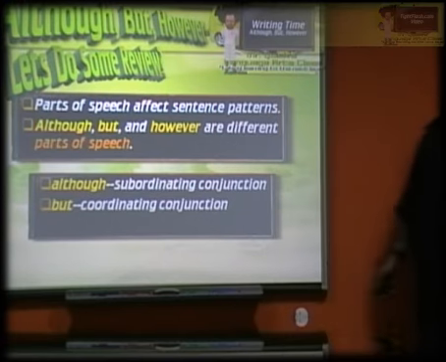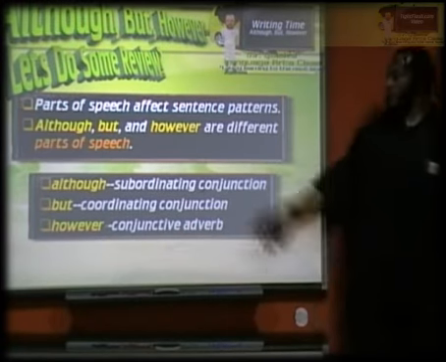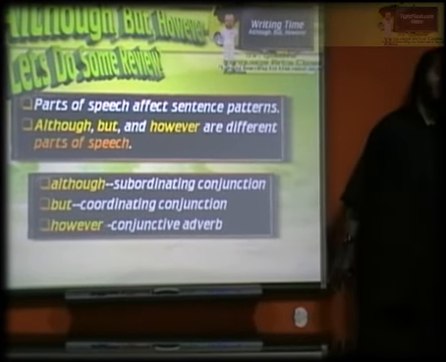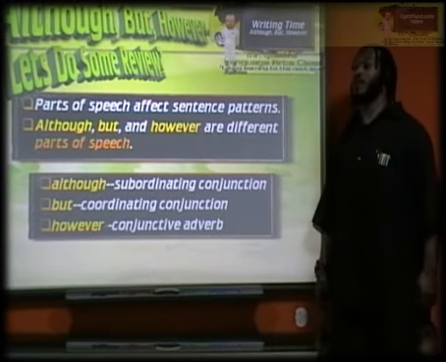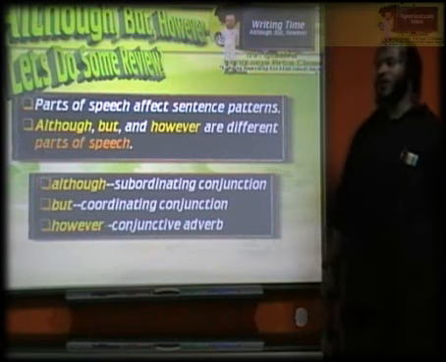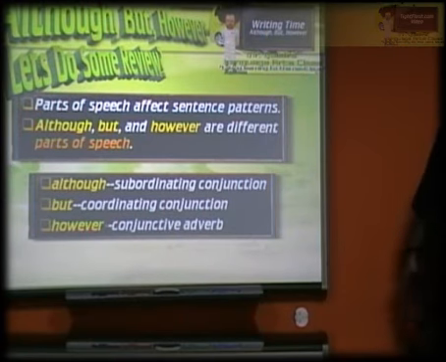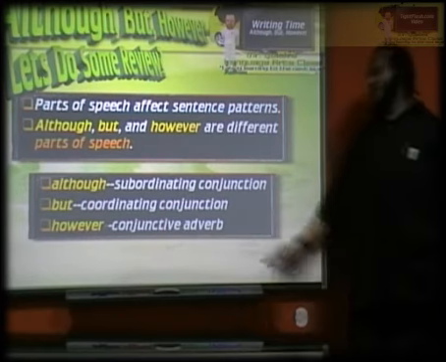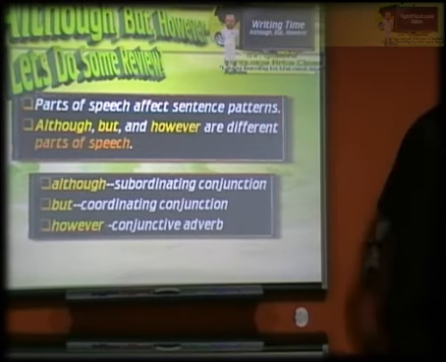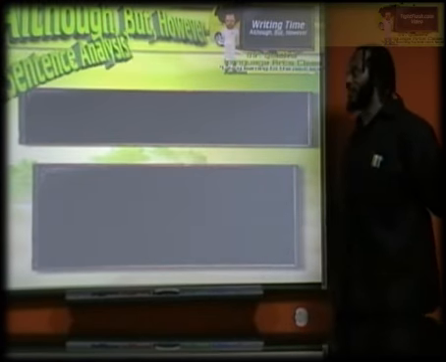"But," coordinating conjunction. "However," conjunctive adverb. We know this stuff like the back of our hand now. We live and breathe this stuff. We eat this stuff. We sit around and we think about this stuff. When we get back to writing many sentences, this will become a part of you before the year's over. We won't be making those itty bitty tiny sentence analysis time.